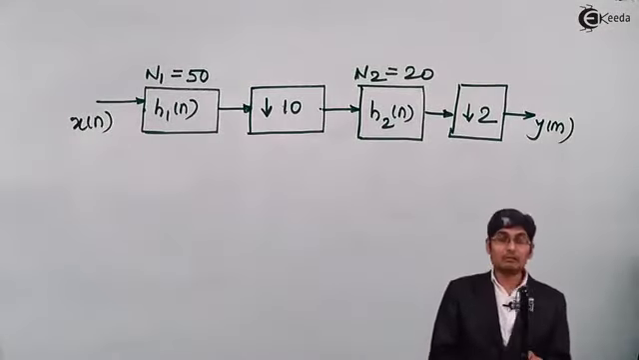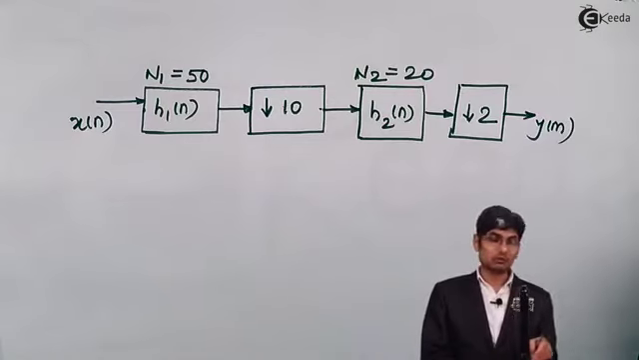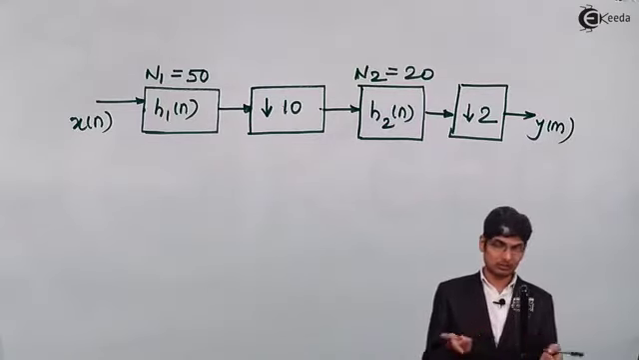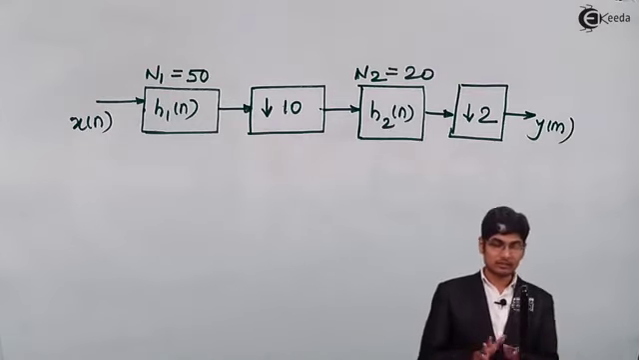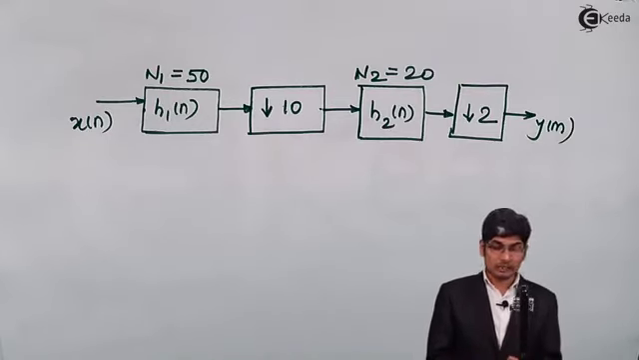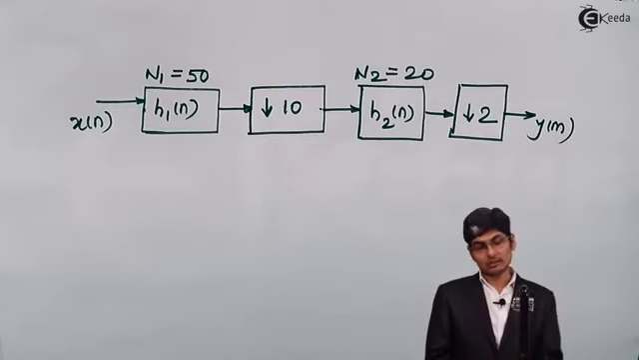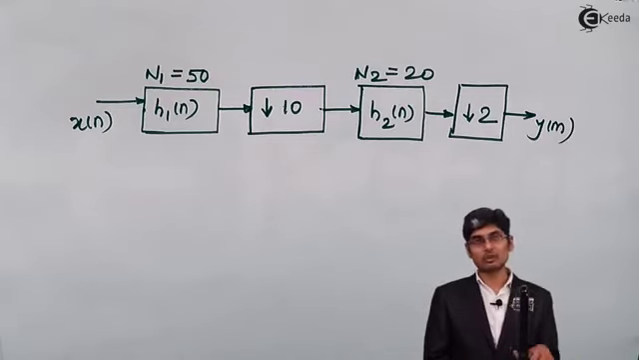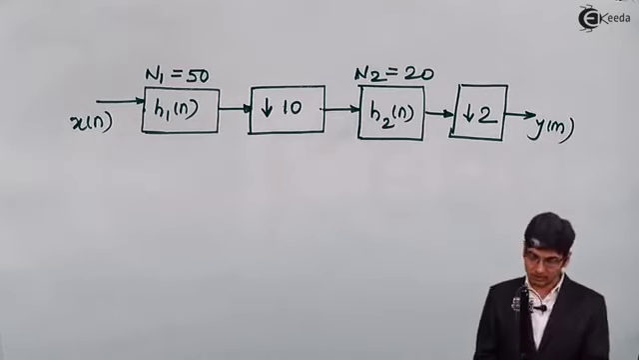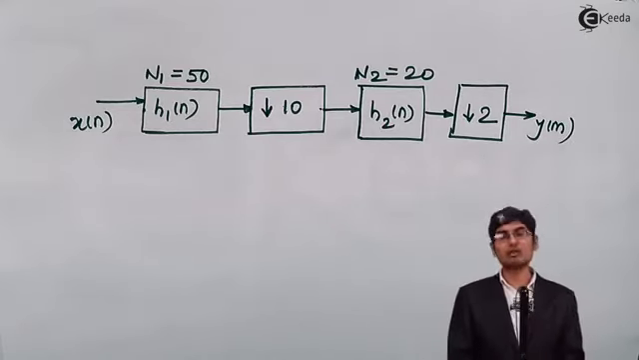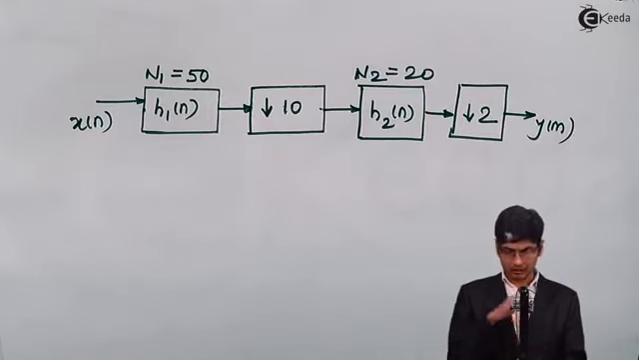Now it is not mandatory that you do the ratio of 10 first and then 2. You can interchange the positions of 10 and 2. That's really easy. It's not mandatory that you first put the higher values and then go to the lower values. You can interchange the positions because it's a cascade configuration. It is ultimately giving you the same rate of decrease.